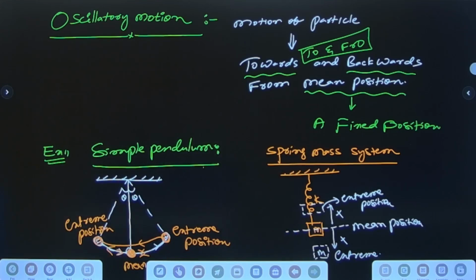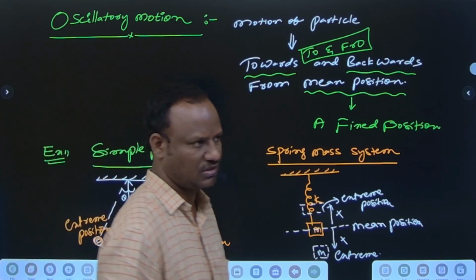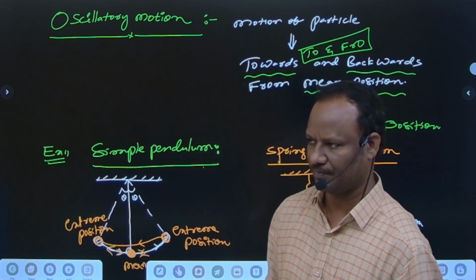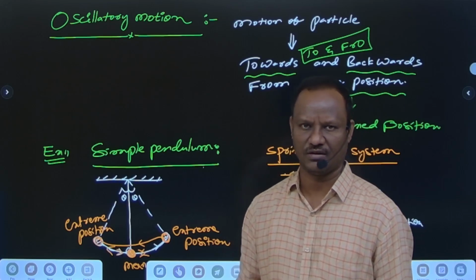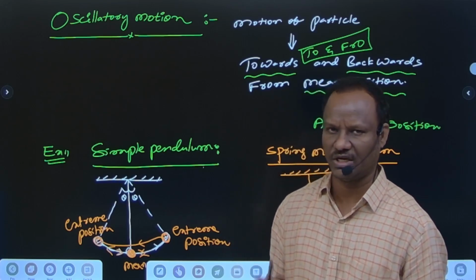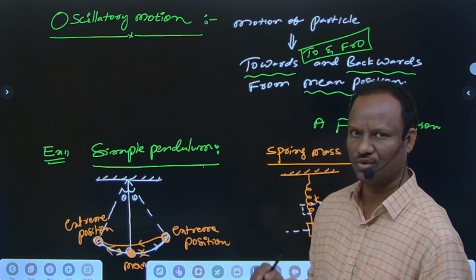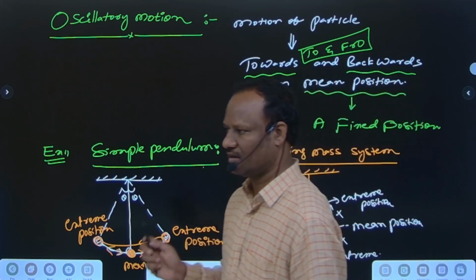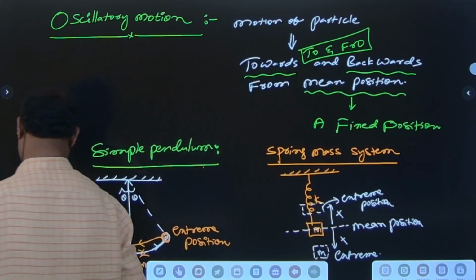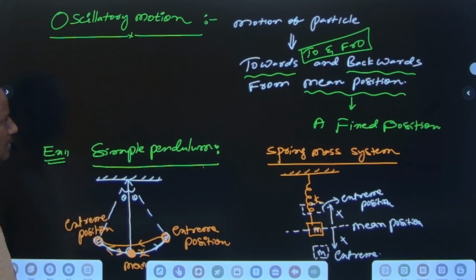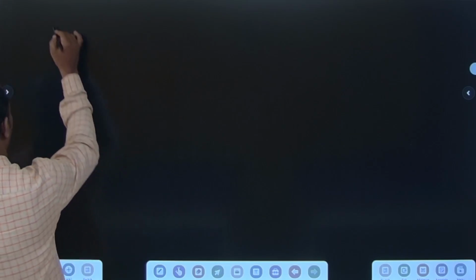Vibration of a string in a sitar, or vibration of a wire in a guitar, all these are examples of oscillatory motion. Next, after oscillatory motion, what is harmonic?